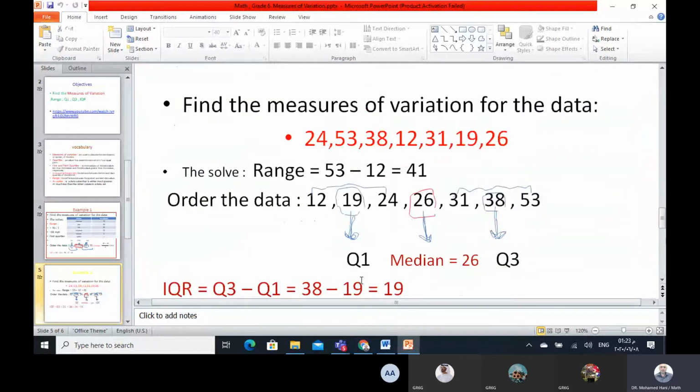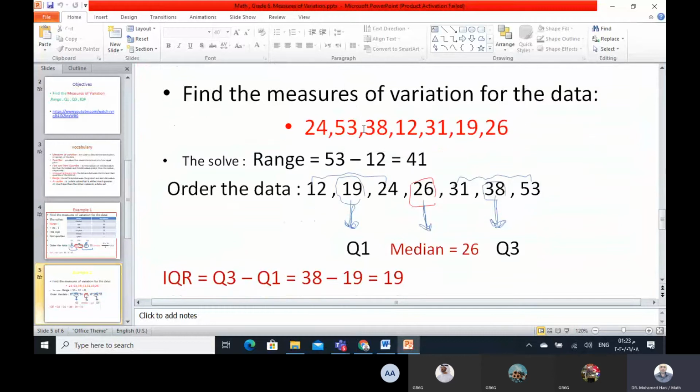The second example: find the measures of variation for the data. When you see measures of variation, always remember we have 4 measures: range, first quartile, third quartile, and IQR. Here we have this data. So the range, take the big value minus the small value, will be 53 minus 12. 53 minus 12 will be 41.